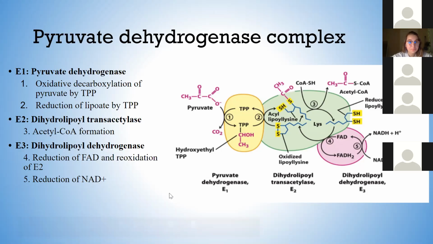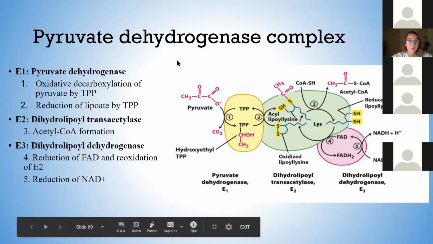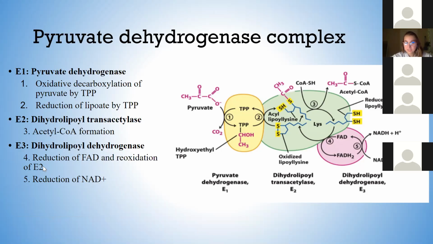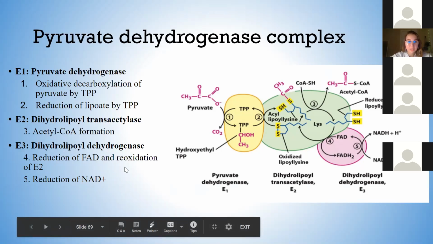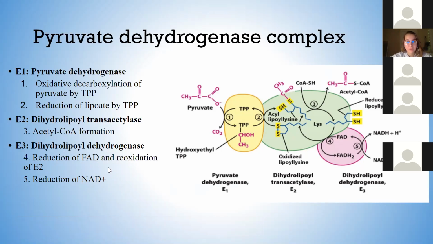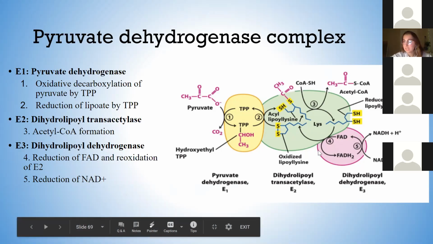And in our E3 subunit, we are going to be reducing FAD and reoxidizing the E2 subunit for the continuation of this process, essentially restoring the enzyme to its original conditions, allowing it to carry out this reaction again. In the process of reducing FAD and reoxidizing E2, we are reducing NAD plus to NADH and also liberating 1 hydrogen proton.